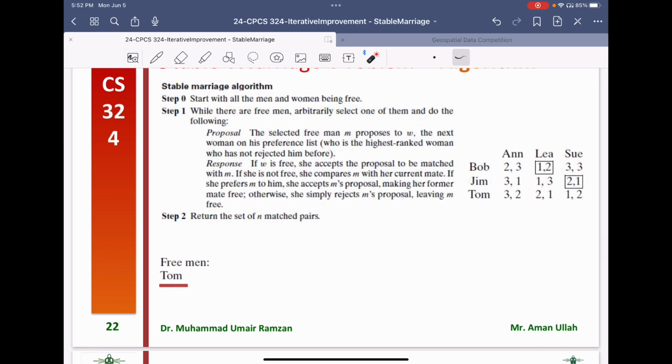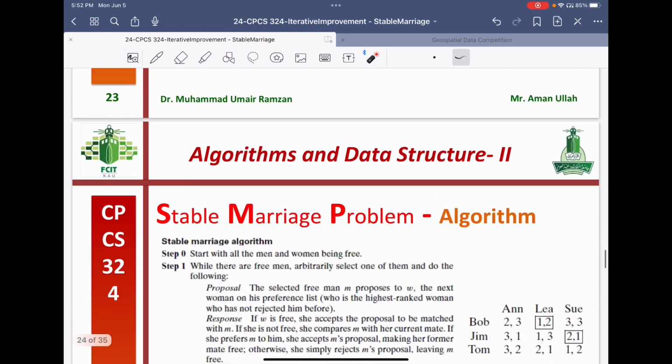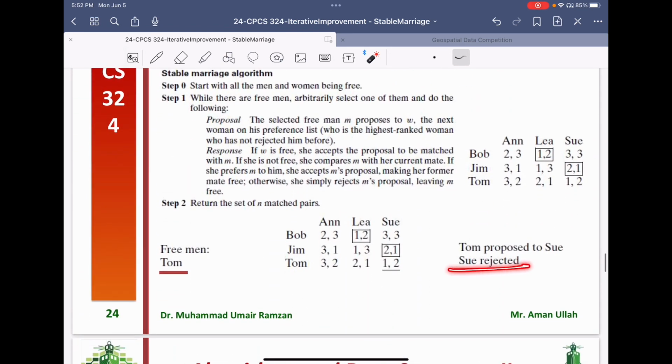Now we're going to look at Tom. So Tom looks at his list. His first choice is Sue, but Sue's already married, so he's going to propose either way. It makes no difference to him. When he proposes, Sue is already married to her first choice, so she's going to reject him. Let's just check. Yep, Sue rejected him. But who's his next choice? His next choice is Leah.